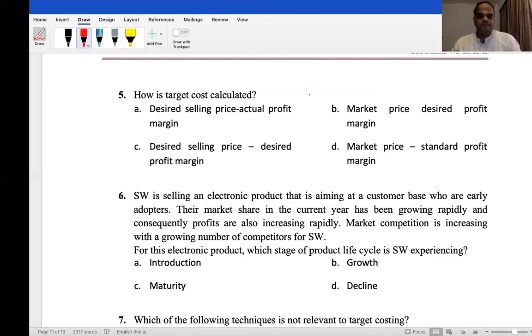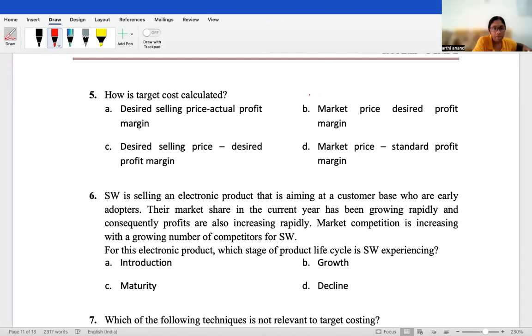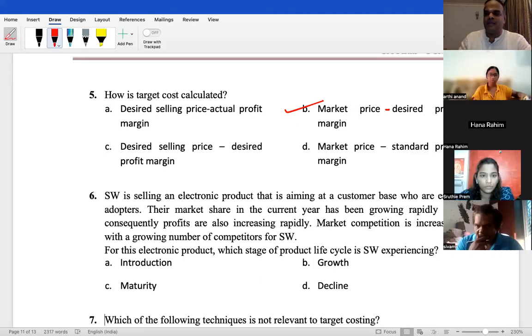What could be the answer? Desired selling price minus desired profit margin, or market price minus desired profit margin? What is the desired selling price supposed to be? Depending upon the market condition, when a competitor enters the market, their price should be our targeted selling price. Therefore, which is the apt option? The target should be based on market price: market price minus desired profit margin. Understand? Because the desirable factor is determined purely based on market condition. So B is the apt option.